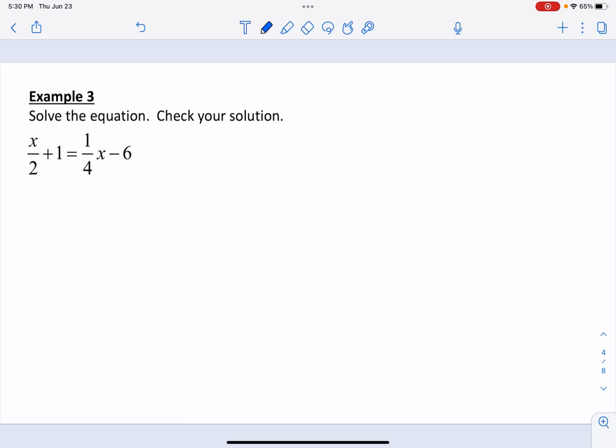Okay, this one. I'm going to rewrite this in the middle. Because I have an x over a 2 plus a 1 equals a 1/4 x minus 6. Now, this is a fraction. And we have a lot of fractions in here. And I don't want to deal with fractions. So what I want to do is I want to clear the fractions. So I want to look at the number that's in the denominator, 2 and 4. Both those are in the denominator. And I want to multiply by a number that's going to get rid of those or clear the fraction.